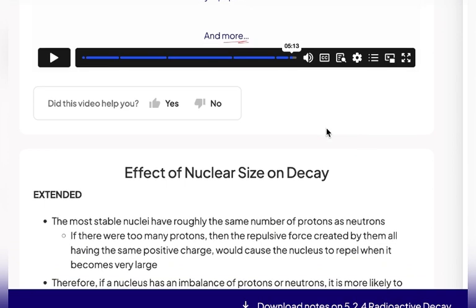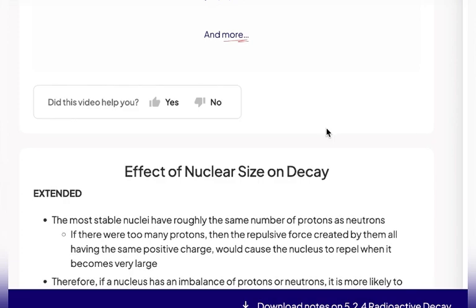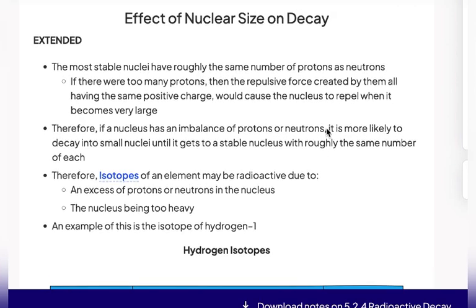Okay, so that's the tutorial on the decay equations for alpha, beta, and gamma. Okay, first of all, before we go on to the decay equation itself, let's have an overview.